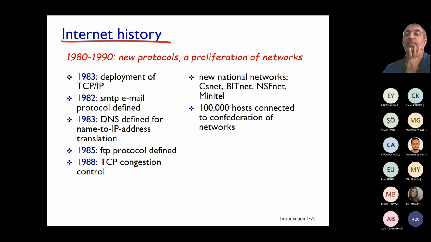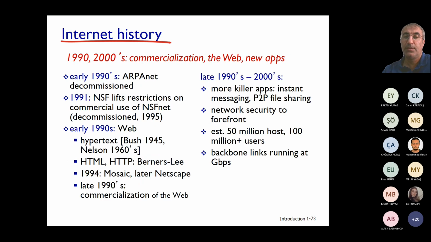In 1983, one of the important milestones, the deployment of the TCP/IP protocol. In 82, the SMTP email protocol was defined. In 83, we have DNS, the domain name system. And in 85, the FTP protocol was defined. In 88, we have the TCP congestion control feature. In the early 90s, ARPANET was decommissioned, and then we have NSFNET.